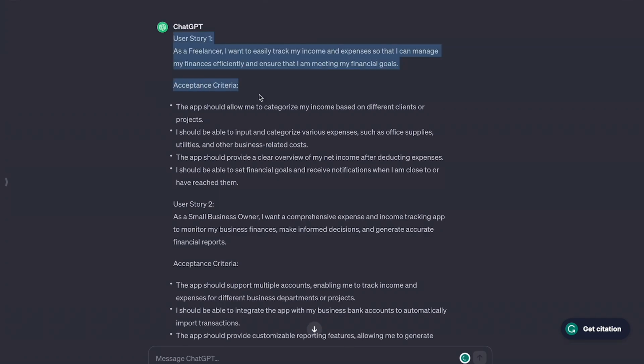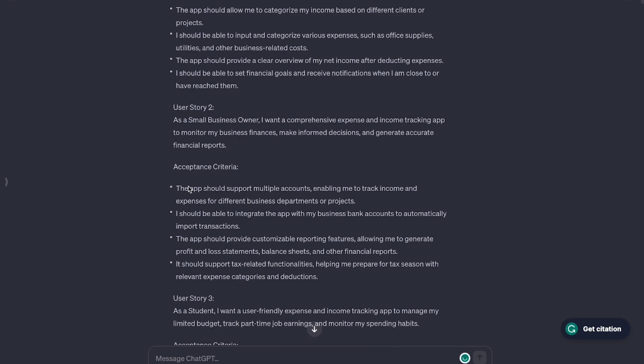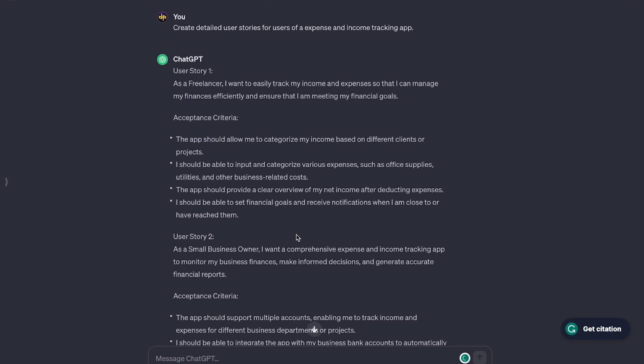And then we have ACs. ACs is basically acceptance criteria. And so here it says the app should allow me to categorize my income based on different clients or projects. Now, when I went through all of them, all of these clarified only 2 things of the user story. It is basically who the person is and what they want to do. So basically, they want to categorize their incomes based on different clients or projects. Now, what was missing here is the why of it. Why do they want to do it, right? That is very important to understand.